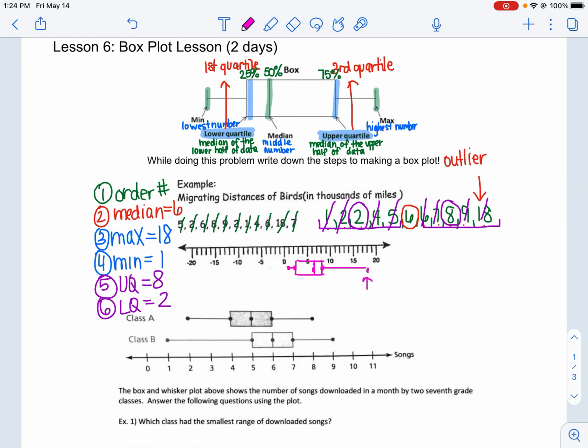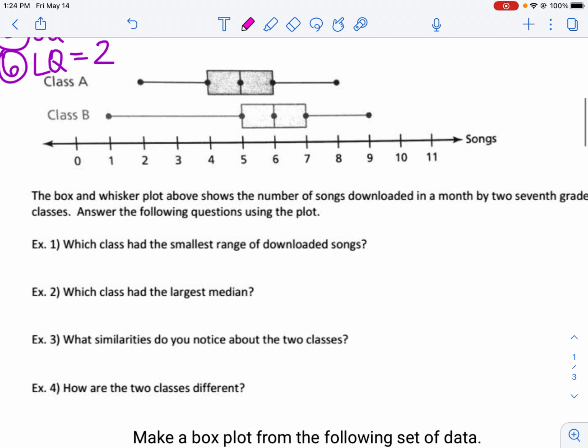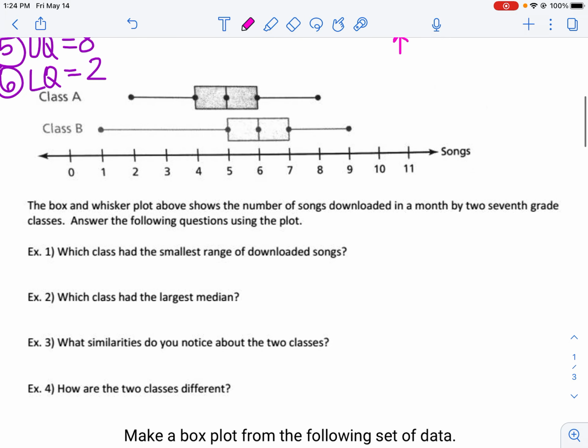All right, now that we've talked about how to make a box plot, let's talk about how to read a box plot. So in Class A and Class B, these students are talking about the number of downloaded songs in a month by 2 7th grade classes. And we're going to answer 4 questions about them. So which class has the smallest range?